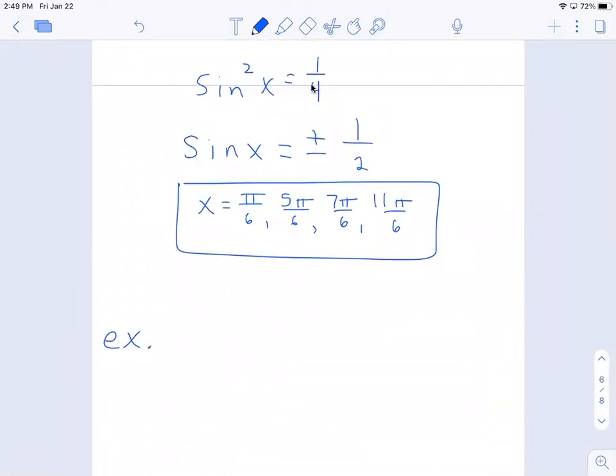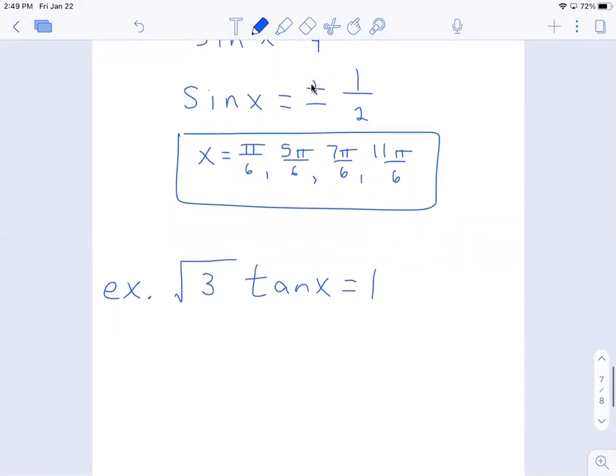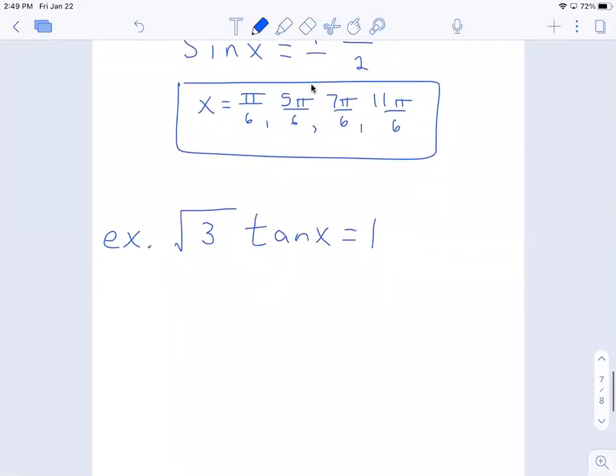All right, for our last one, how about the square root of 3? We'll make this an ugly looking one. Square root of 3 times the tangent of x is equal to 1. So the algebra is pretty easy here. I'm just going to divide both sides by root 3. So tan x is 1 over root 3.